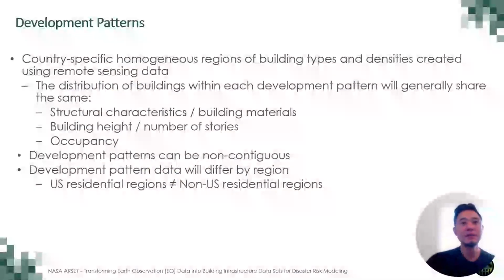So what are development patterns? Basically, they're country-specific homogeneous regions of building types and densities that are created using remote sensing data. So essentially, each development pattern gets a unique distribution of the built-up environment. And the built-up environment can include properties such as the structural characteristics: what type of lateral force resisting system is it? What are the building materials?